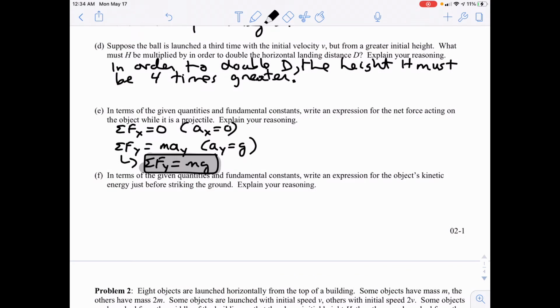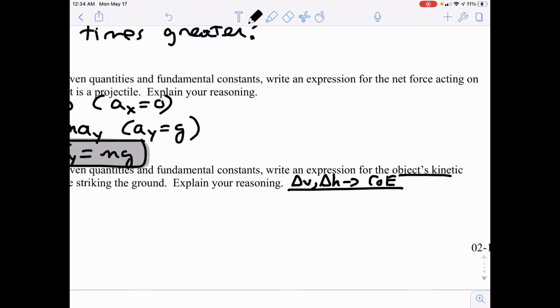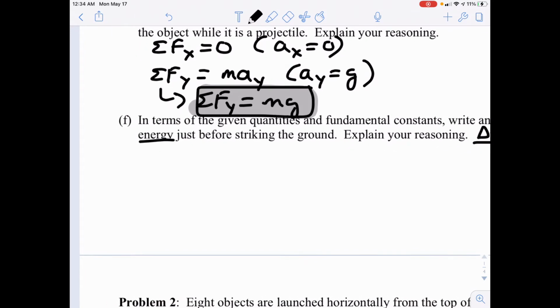Part F: in terms of the given quantities and fundamental constants, write an expression for the object's kinetic energy just before striking the ground. Explain your reasoning. Well, if it wants to know the object's kinetic energy before striking the ground, something flying through the air has a change in speed and a change in height. This is a recipe to recognize that we need to use conservation of energy. It's an energy problem now.